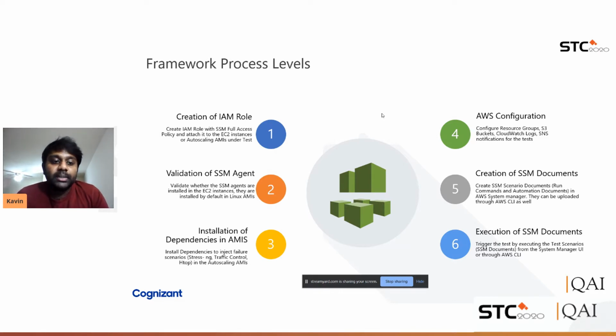The third step would be installing the stress-ng and traffic control Linux components in the EC2 instances' AMI. This is a one-step process. Once this is installed in the auto-scaling AMIs, whenever a new instance spins up, these dependencies will automatically be installed. And the fourth step would be configuring the AWS things like S3 buckets and CloudWatch logs, into which we need to write our test scenario output.